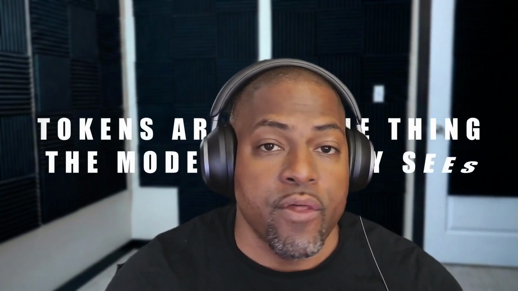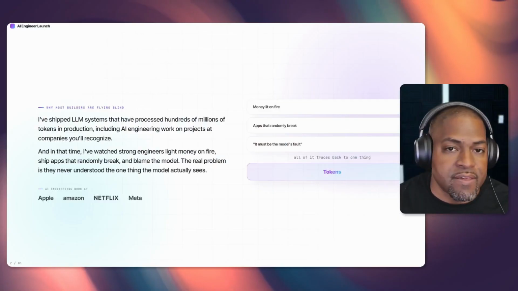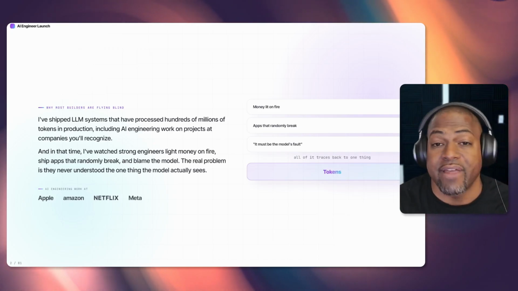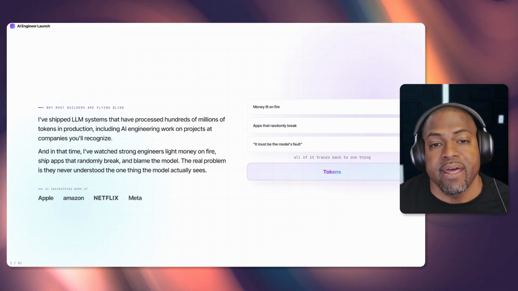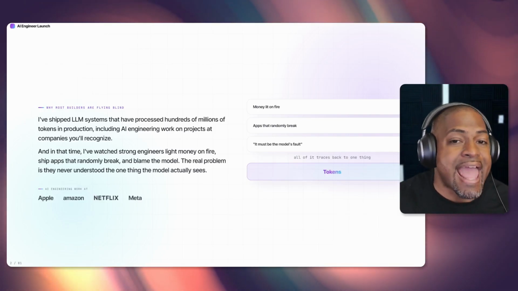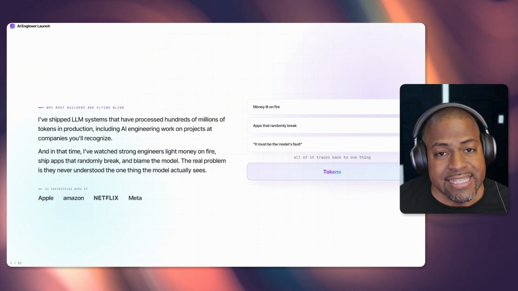Tokens are the one thing the model actually sees. They decide whether your AI system is cheap or reliable, or expensive and broken. I've shipped systems processing a lot of tokens. I've done AI engineering work on projects involving Apple, Amazon, Netflix, and Meta. I've watched strong engineers light money on fire, ship apps that randomly break, and blame the model. The real problem? They never understood the one thing the model actually sees: tokens.